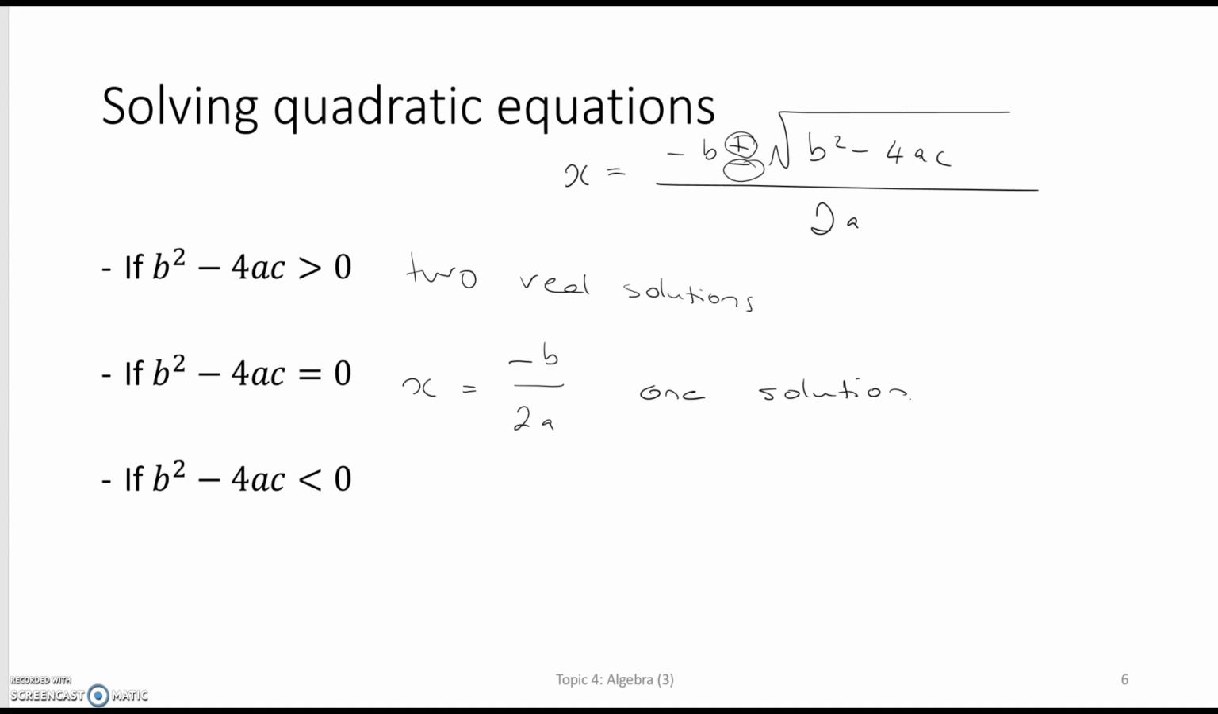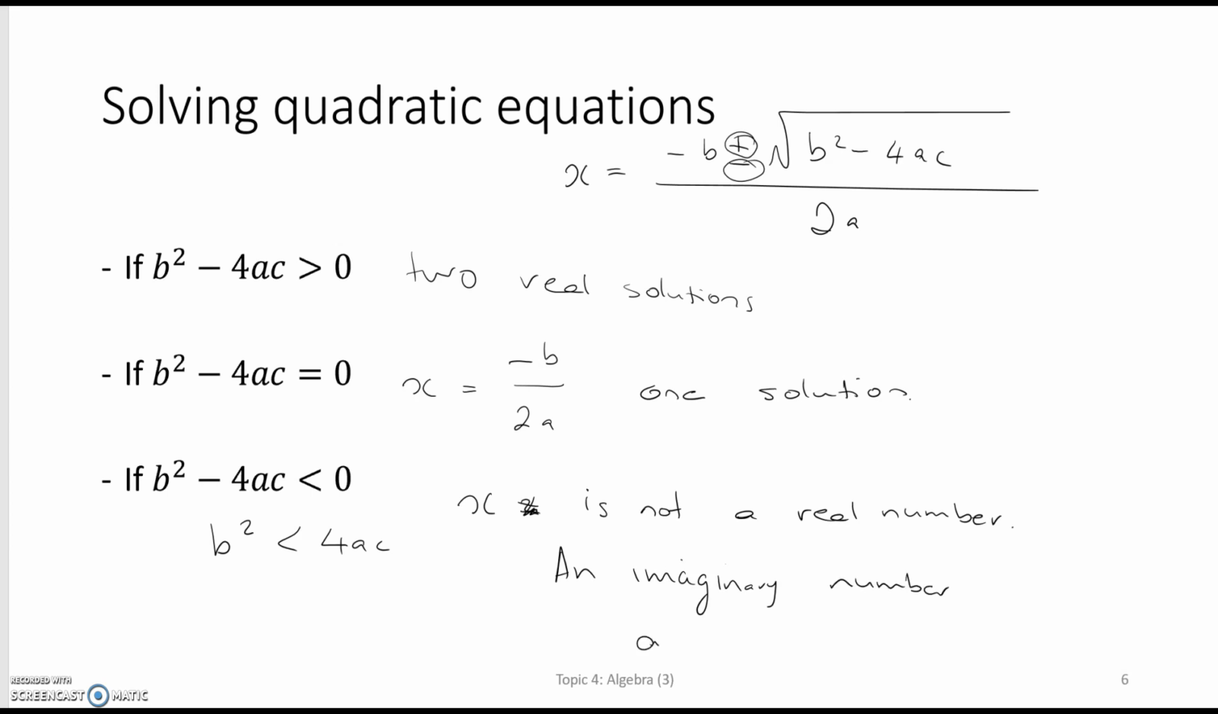If, on the other hand, the bit under the square root sign is negative, so in other words, if b squared is less than 4ac, then x in real terms doesn't exist. So all we can say is that x is not a real number. As it transpires, it's an imaginary number, or a complex number.